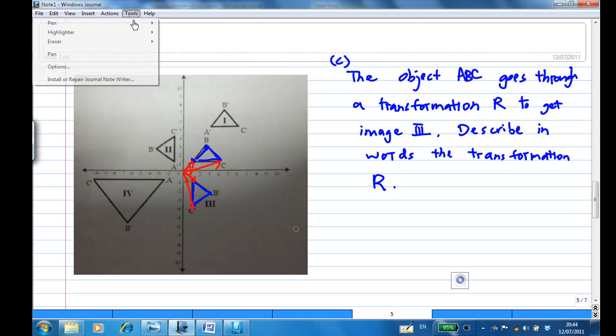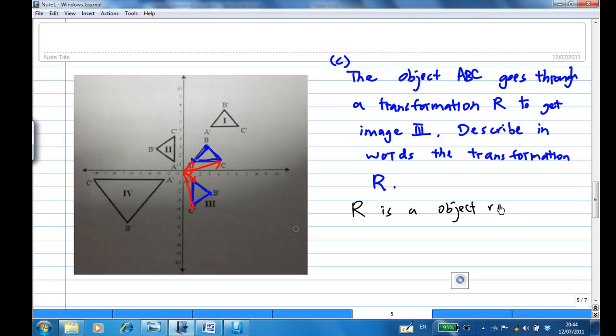So this is an object rotation, so you can write down now. R is an object rotation, rotational object 90 degrees clockwise about origin.